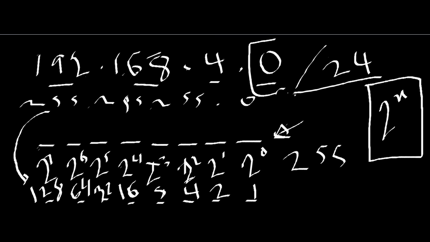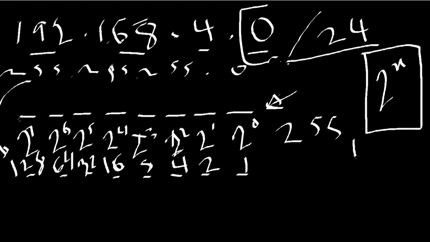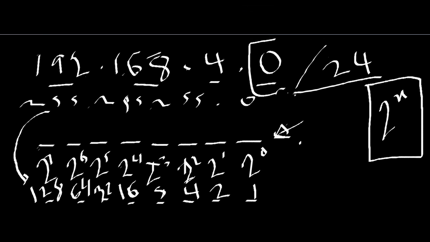Now 192 was 128. 128 plus, let's see the next number, 64. I wish I could do something rough here, represent it so we all see. 128 plus 64 gives us 192. That's exactly the number we're looking for.